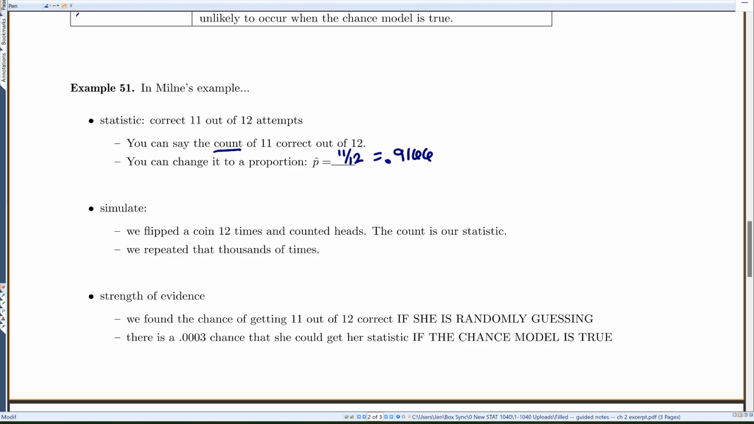Then we look at the strength of evidence. So we found the chance of getting 11 out of 12 or more correct if she was just randomly guessing. And that was 0.003. So that tells me that there is a 0.003 chance that she could get her statistic if the chance model is true.